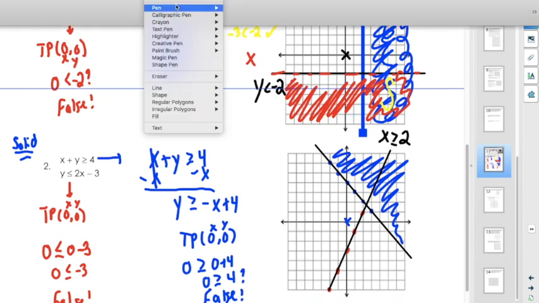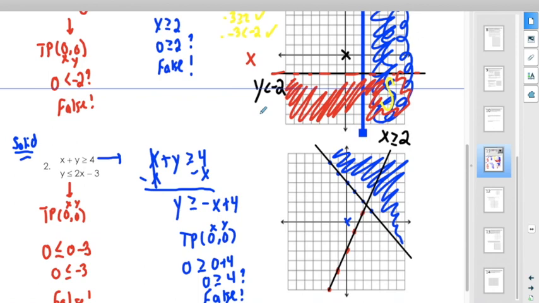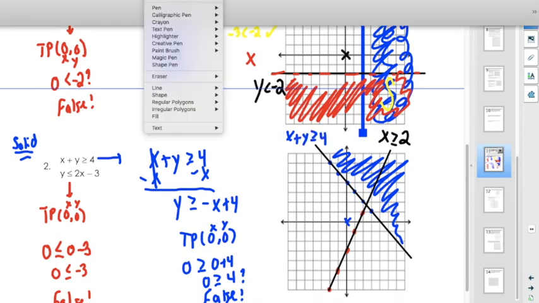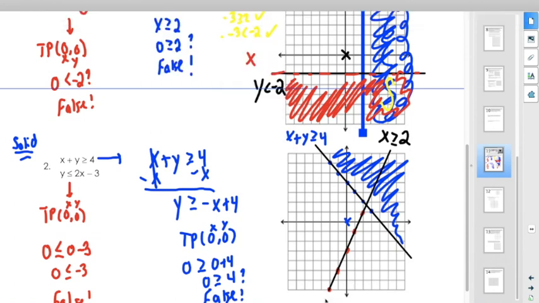Okay, sweet. Let's label our lines. That way I know which one is which, even though I kind of have blue and red. This one was x plus y is greater than or equal to 4. And then this one was y is less than or equal to 2x minus 3. Now, I have them labeled.